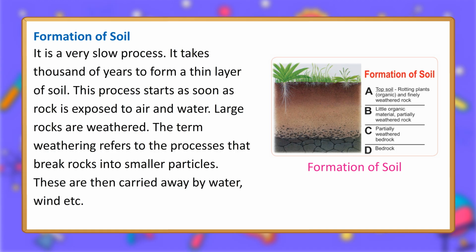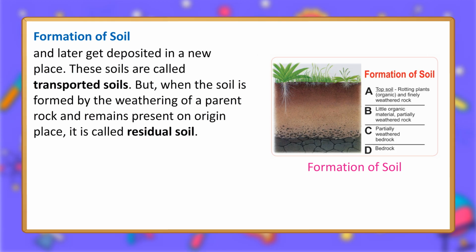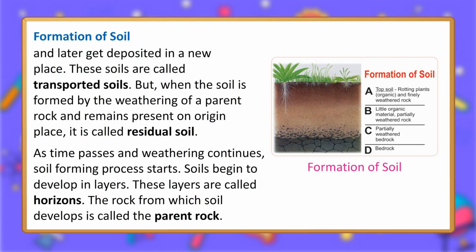Large rocks are weathered. The term weathering refers to the processes that break rocks into smaller particles. These are then carried away by water, wind, etc., and later get deposited in a new place. These soils are called transported soils. But when the soil is formed by the weathering of a parent rock and remains present on origin place, it is called residual soil. As time passes and weathering continues, soil forming process starts. Soils begin to develop in layers. These layers are called horizons. The rock from which soil develops is called the parent rock.